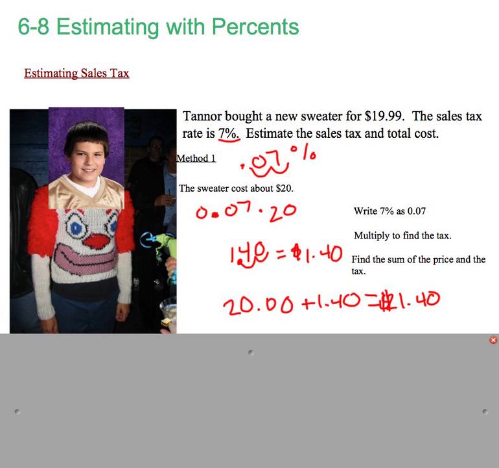So just to review, turn your percent to a decimal by moving it 2 places to the left and multiply that times your amount, in this case, $20. If you need to, put it on pause, get this written down, and then we're ready for our next one.